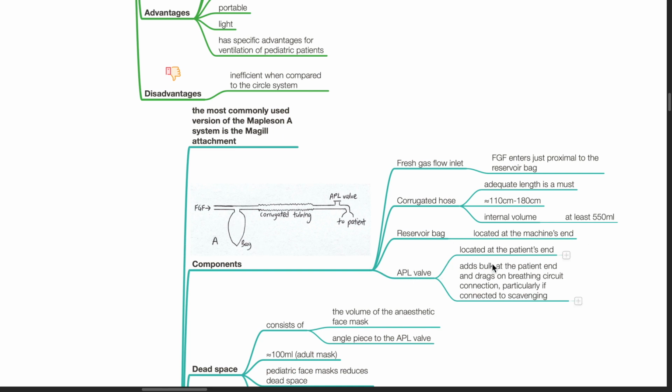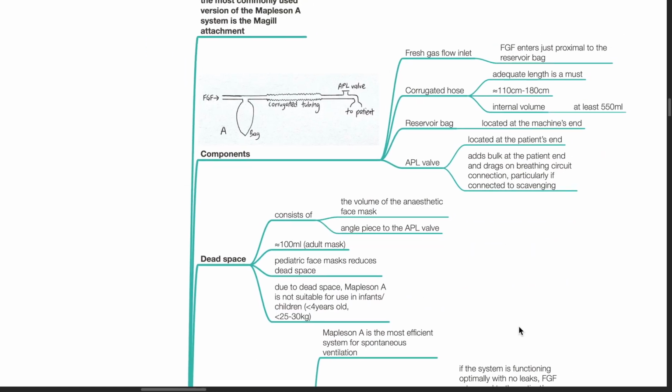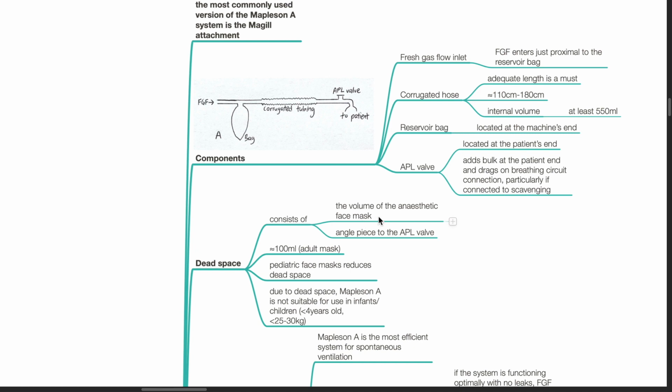This adds bulk at the patient's end and drags on the breathing circuit connection, particularly if it is connected to scavenging. Dead space. This consists of the volume of the anesthetic face mask and the angle piece to the APL valve. It measures about 100 mL if an adult mask is used. A pediatric face mask reduces dead space. Due to dead space, Mapleson A is not suitable for use in infants and children less than 4 years old or less than 25 to 30 kilograms.